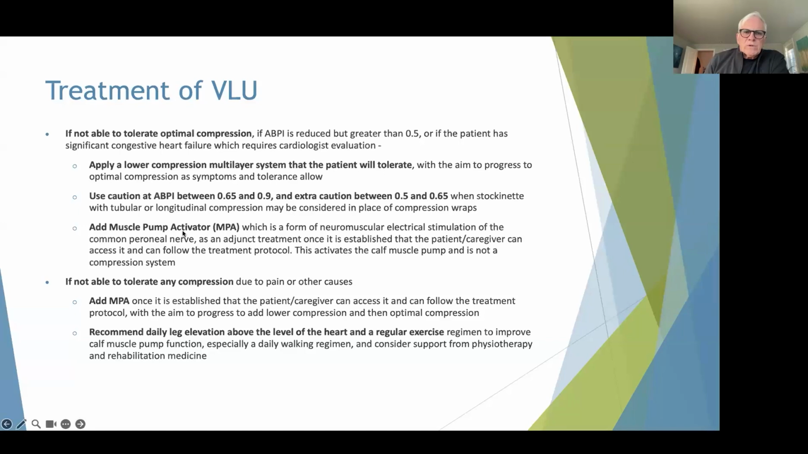So this is a very strong indication for using that in these patients. Similarly, if patients can't tolerate any compression and you might just use some form of stocking, again, it's very appropriate at that point to do something to the muscle pump, and you can do that with the muscle pump activation device. And then obviously in patients who have other problems at times, we also recommend, particularly if they can't tolerate compression, that they spend some time with their legs elevated.